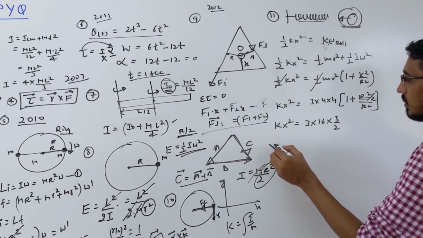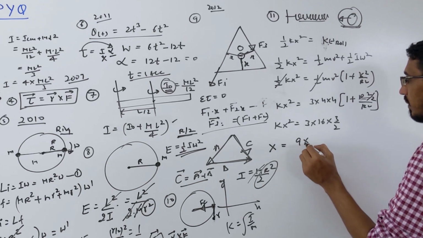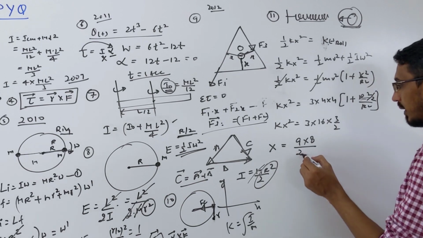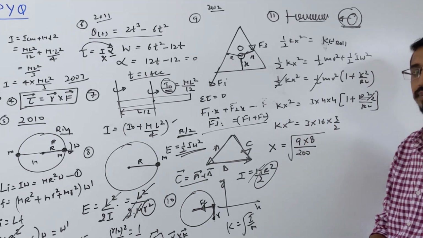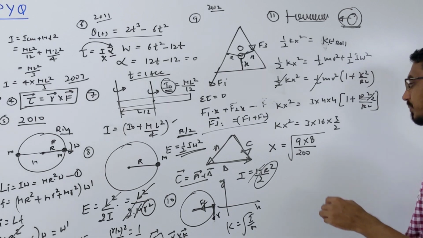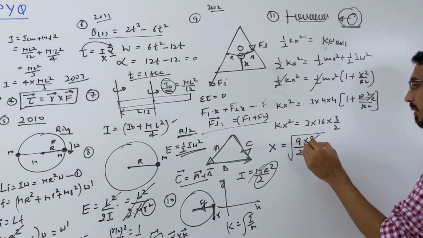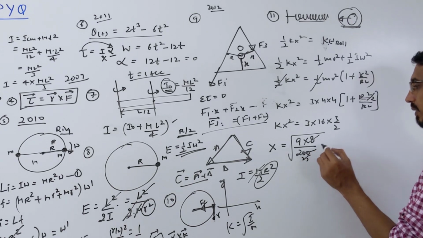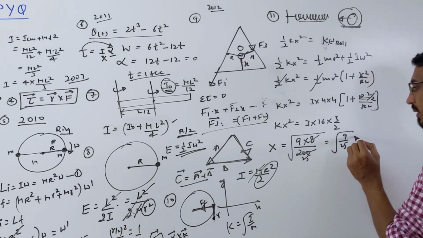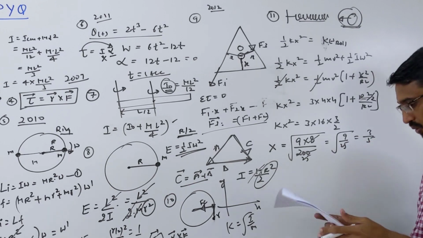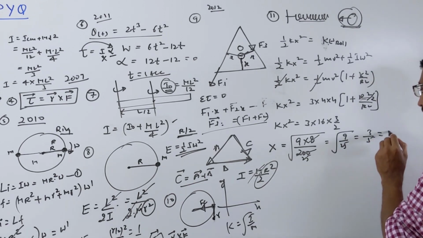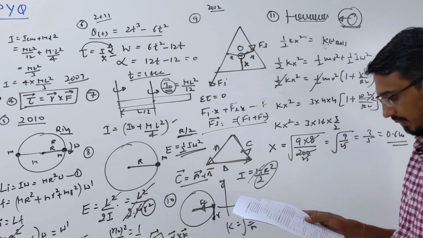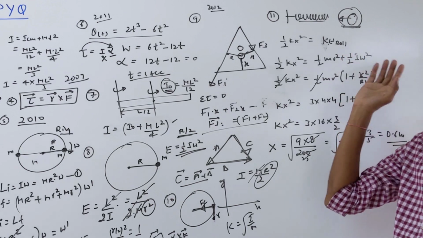And now we need x. So x will be equal to actually 9 into 8 by k. How much is k given? K is given 200, all under the root, right? Okay, let's simplify this. 8 goes 25 times, so this remains root 9 by 25, that becomes 3 by 5. So which option is given? Yes, 3 by 5 is 0.6 meter, that is the answer of your question number 11.